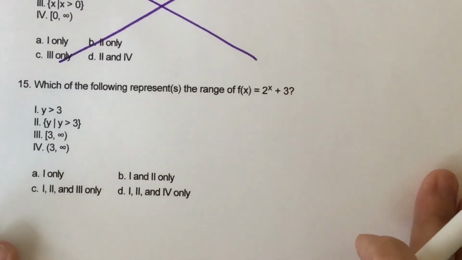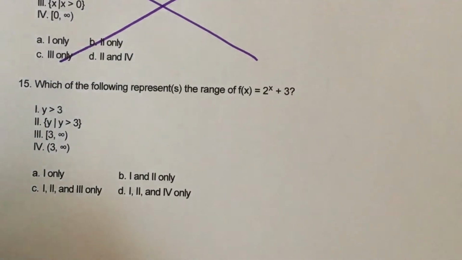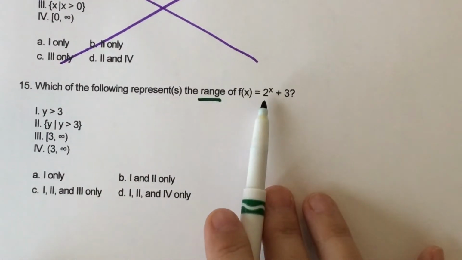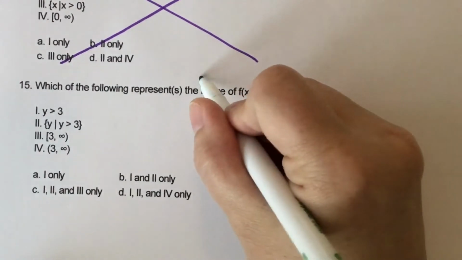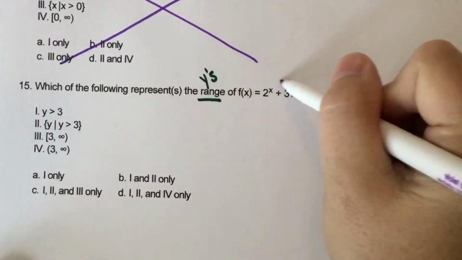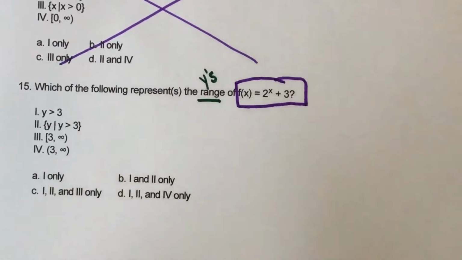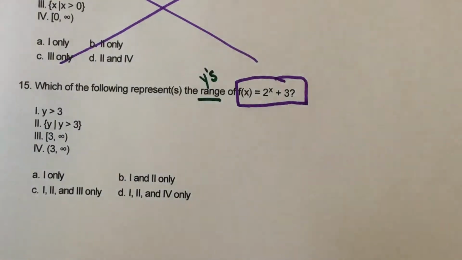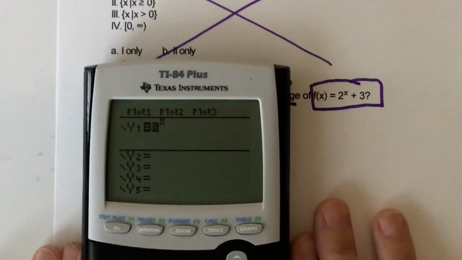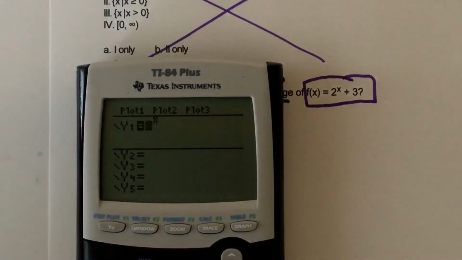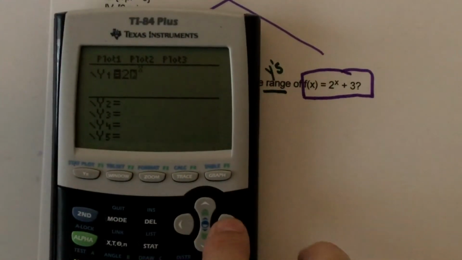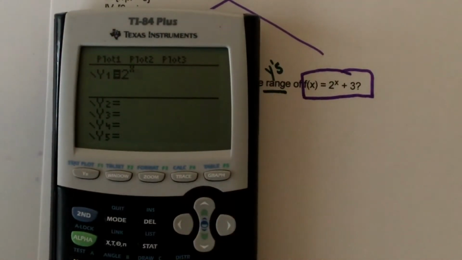All right, number 15. It says, which of the following represents the range of f of x equals 2 to the x plus 3? I'm looking for y's. First, I want to look at this graph and see what it looks like, and then I'm going to figure out its range. Here comes my handy dandy graphing calculator. 2 to the x was the last one I put in there, so I don't even have to retype all that. I'm just going to right arrow and put plus 3.